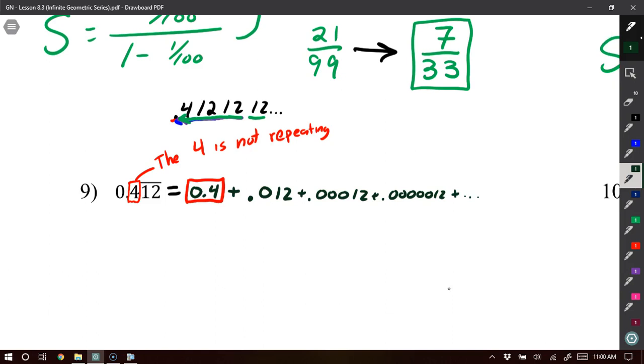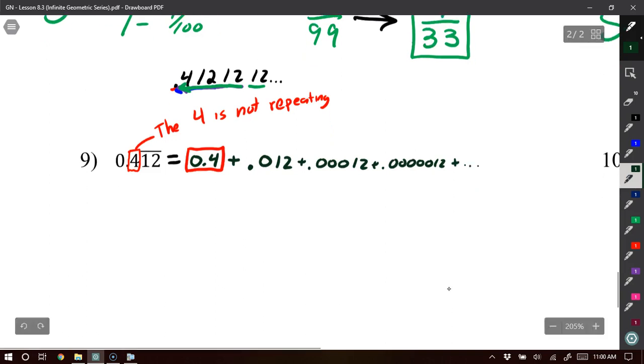That 0.4 is just going to stay there. It's not repeating. The only part that's repeating is that 1, 2 afterwards. So there's a little trick on there. Don't just go for repeating the entire time. Read the problem on it.